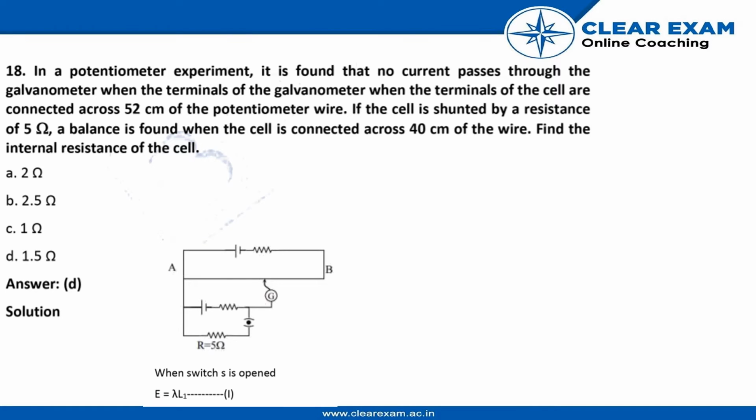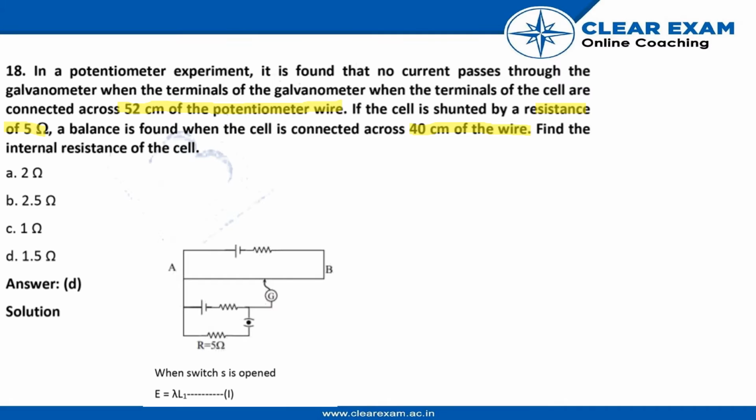Hello everyone, let's discuss problem number 18. We'll just highlight the main measurements given in the question. The first one is the 52 cm potentiometer wire. If the cell is shunted by a resistance of 5 ohm, shunt resistance 5 ohm, the balance is found when the cell is connected across 40 cm wire. We have to find the internal resistance.